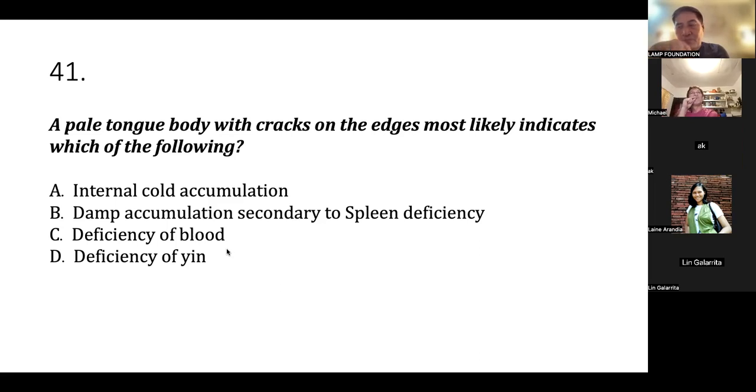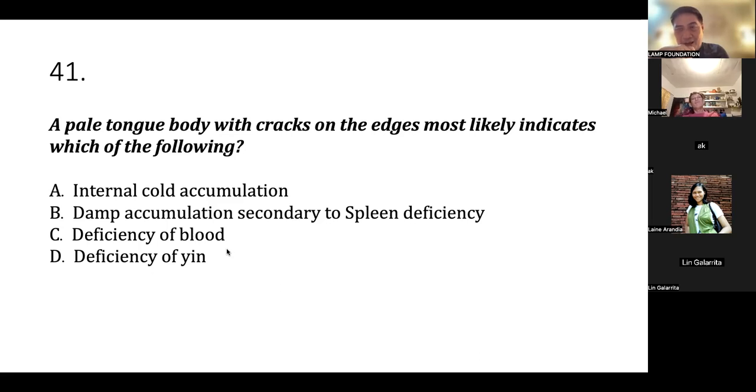Number 41, a pale tongue body with cracks on the edges most likely indicates which of the following? Letter B, damp accumulation secondary to spleen deficiency po. Okay. Ang crack niya nasa edges. What about internal cold accumulation? Internal cold, saan na ba yun?